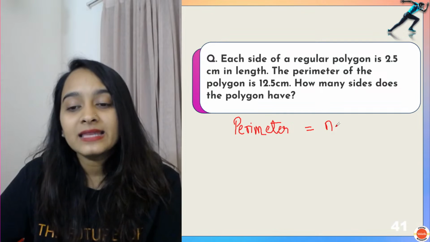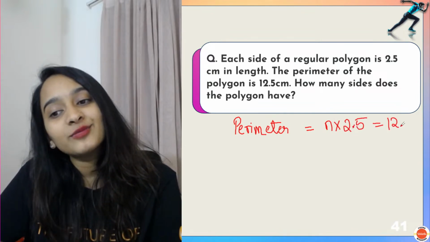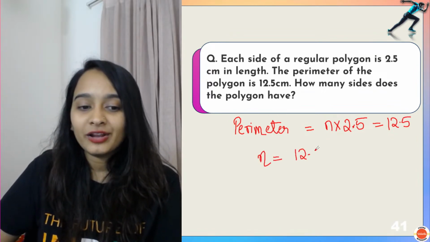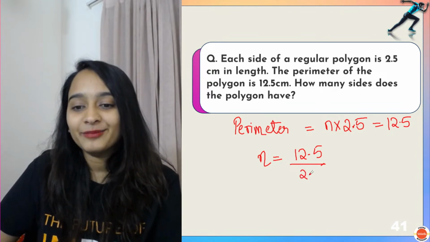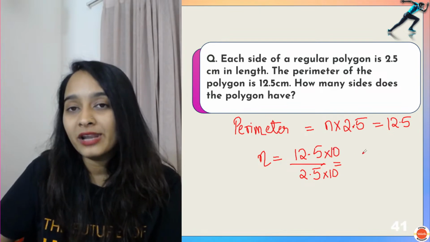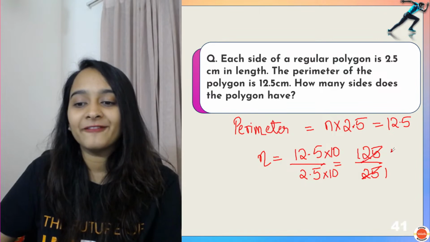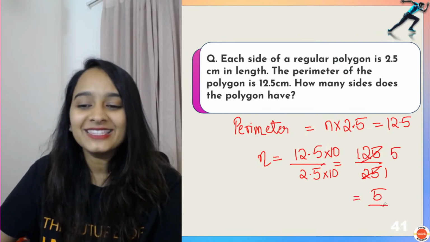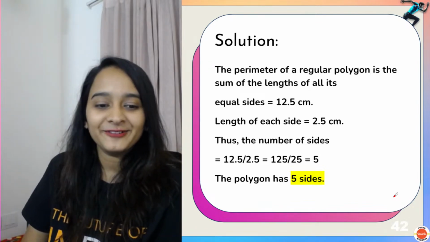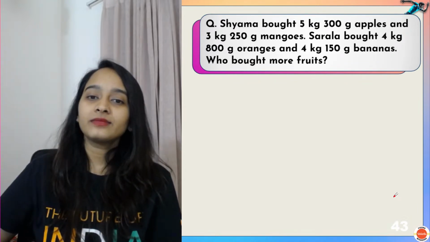Number of sides multiplied by the length of each side, which is given to be 12.5. So, what will be the value of n? 12.5 divided by 2.5. So you have to convert the decimal into a whole number. So 125 by 25. Very good. I can see a lot of people giving the correct answer. Very nice, Bachawadi. So yes, the correct answer is 5.